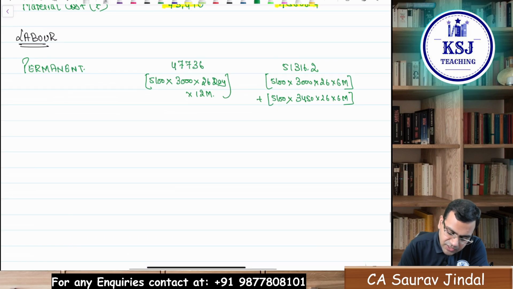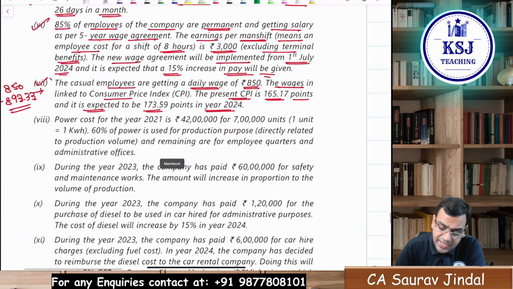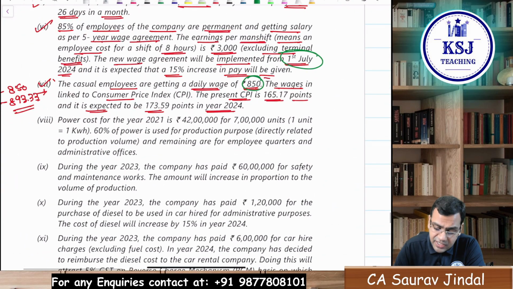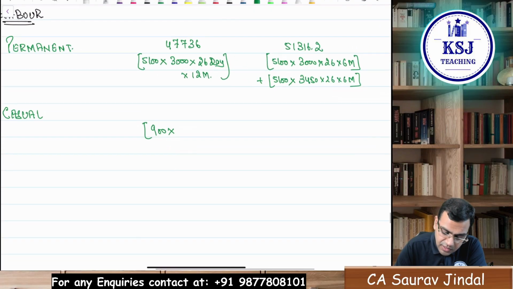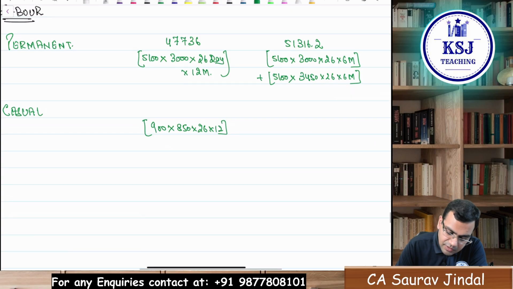Okay, so next we have casual workers. How many workers are there, sir? 900 workers are there. For one day, how much you are paying? They say the daily wage rate of 850 rupees. Fine. So multiplied by 850 multiplied by 26 days multiplied by 12. Right? So this will come to 2386.8.